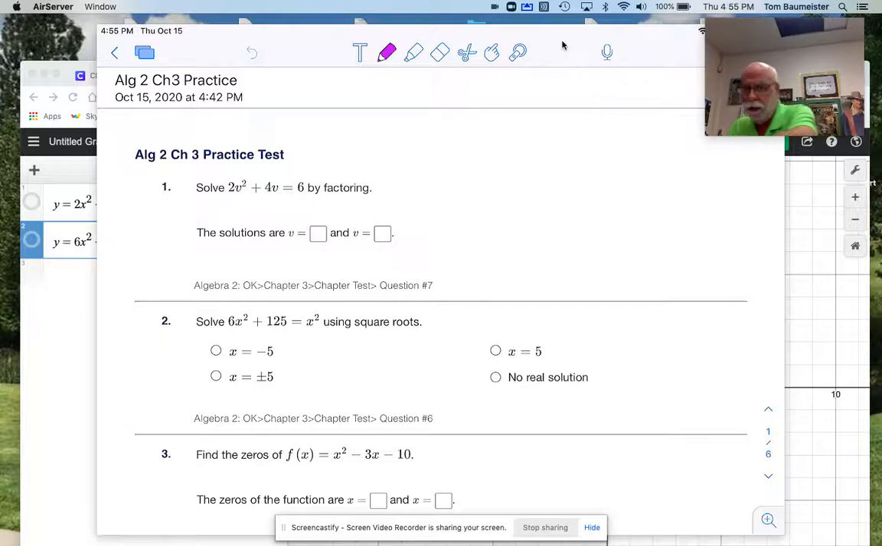All right, so ladies and gentlemen, here is your practice test. I'll try to go through it quickly for you so we can see what we need to do. I'll give you some little hints here on certain other things too that might help you.